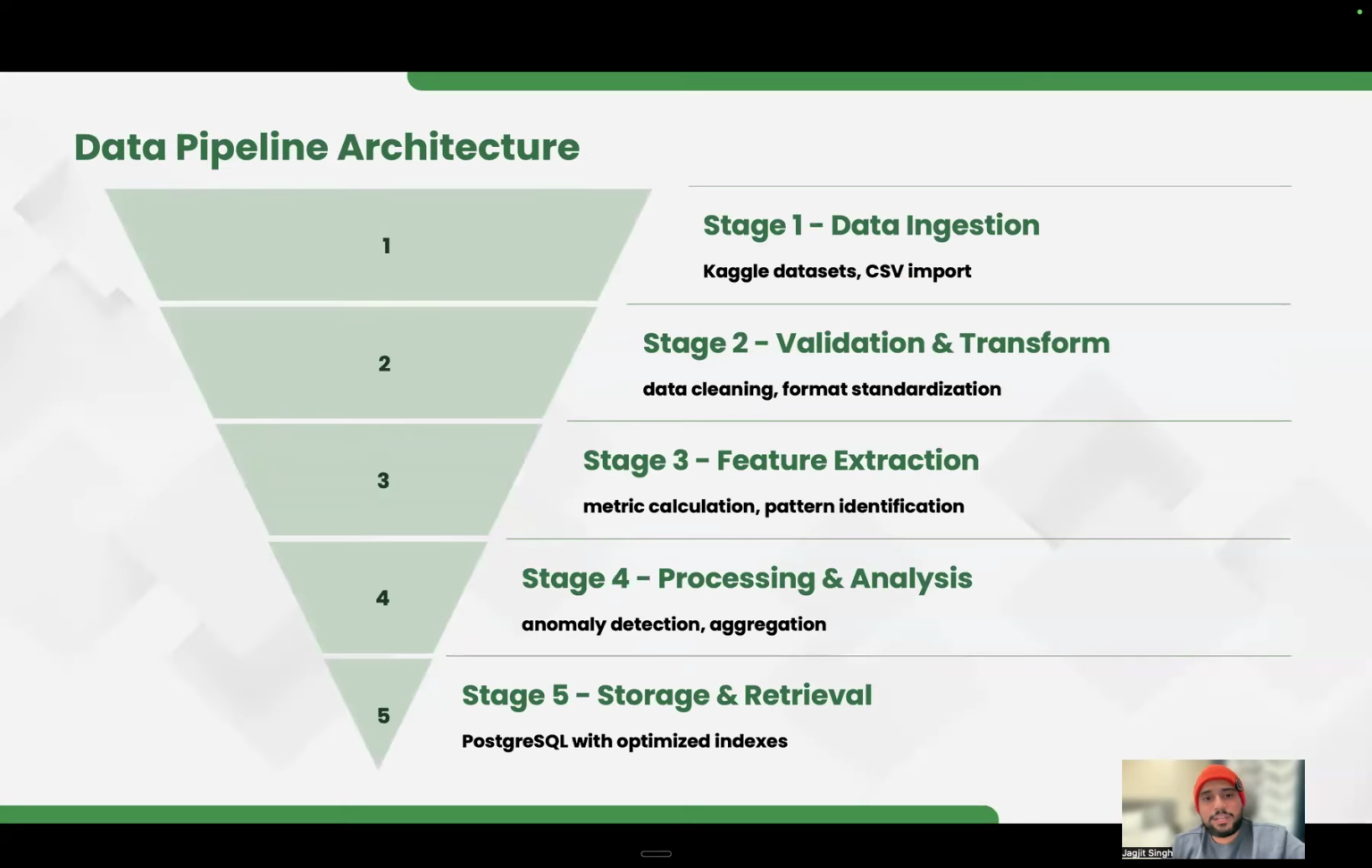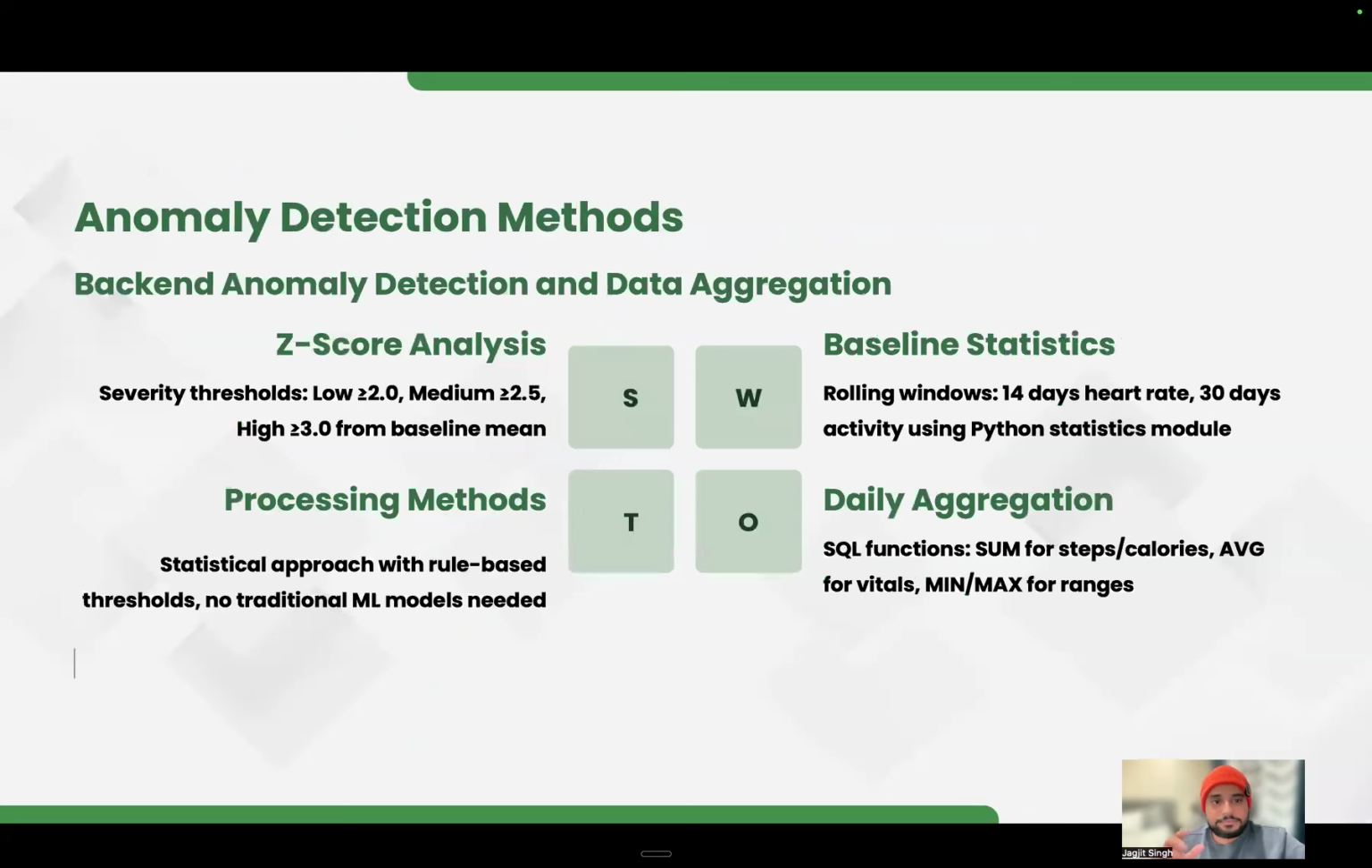This is the data pipeline architecture. In stage one, the data ingestion occurs. This is a simple ETL pipeline that can ingest data from various sources such as APIs, but we're using a simple data set. In stage two, validation and transformation occur, where the data cleaning is done. In stage three, feature extraction happens. In stage four, processing and analysis happen. And finally, in stage five, we optimize the indexes for the RAG system.